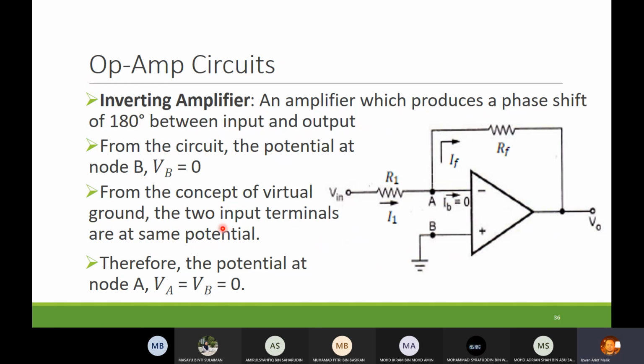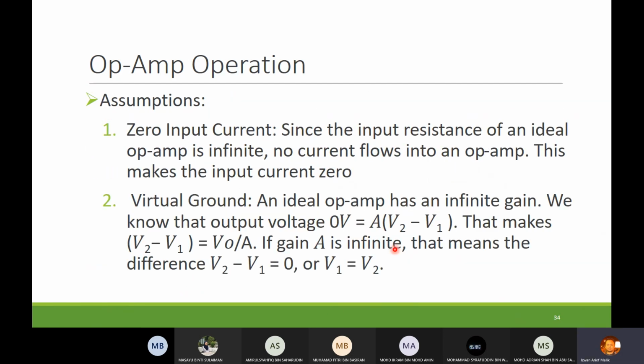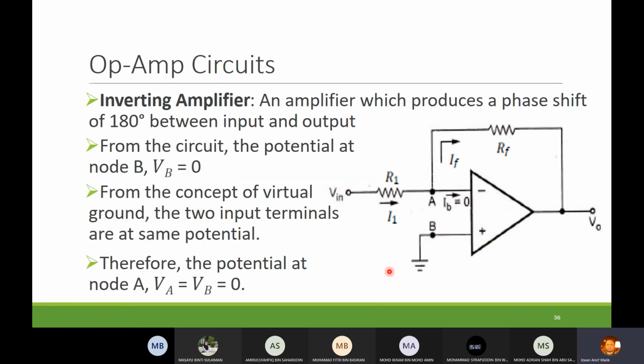From the concept of virtual ground, the two input terminals are at the same potential. So therefore, the potential at node A, which is here, node A is equal to VA. VA minus VB equals zero. So VA equals VB, same as earlier, this is the virtual ground equation.